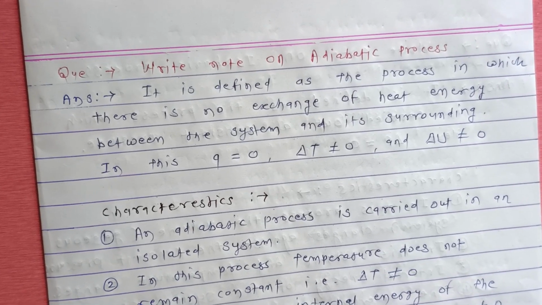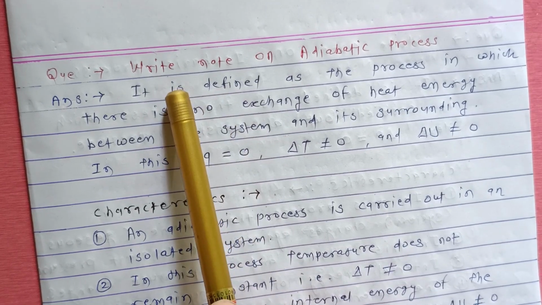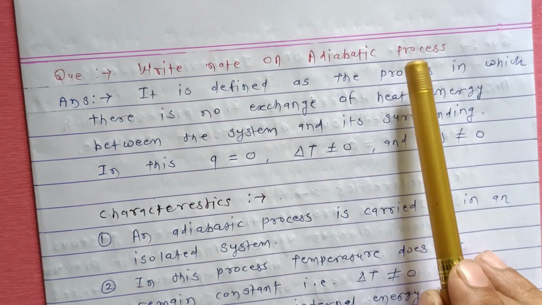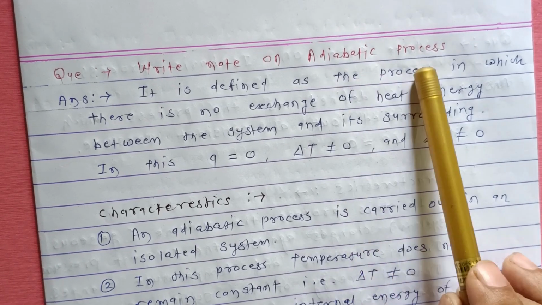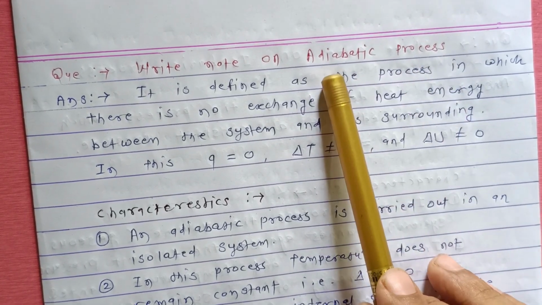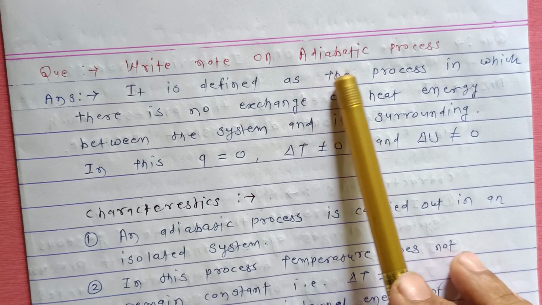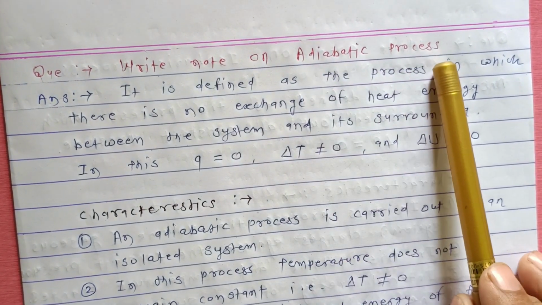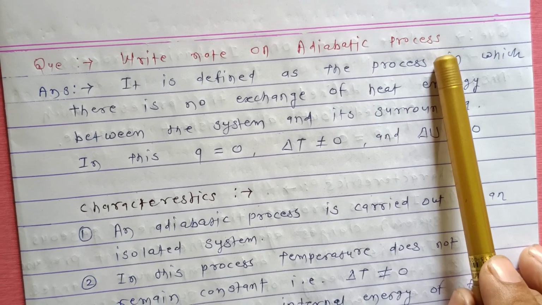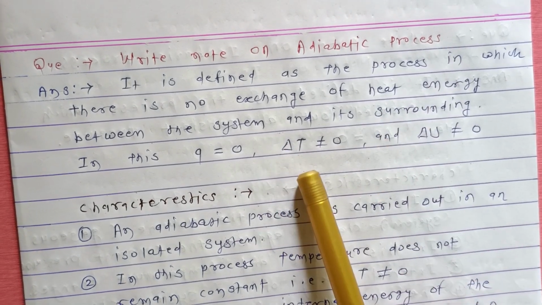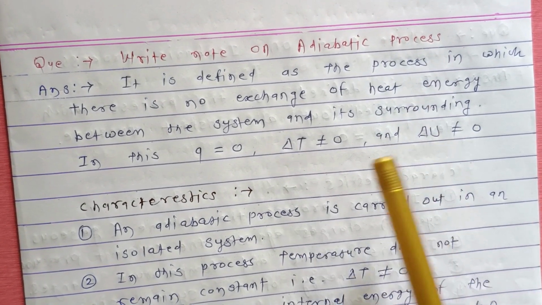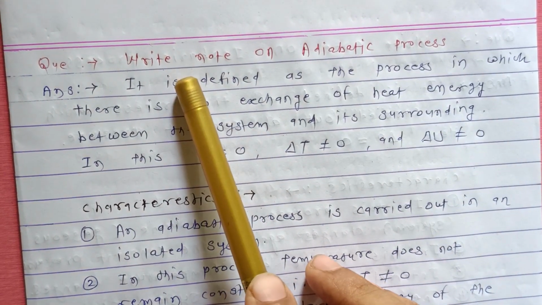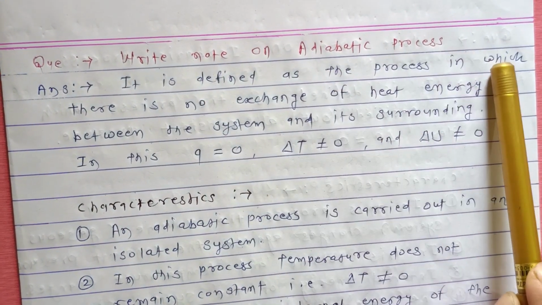Students, now we are going to discuss a note on the adiabatic process. Before this, we have discussed the isothermal process. The isothermal process is the process in which temperature remains constant. In the isothermal process, delta T is equal to 0, delta U is equal to 0, but Q is not equal to 0. Opposite to this, we have to discuss the adiabatic process.